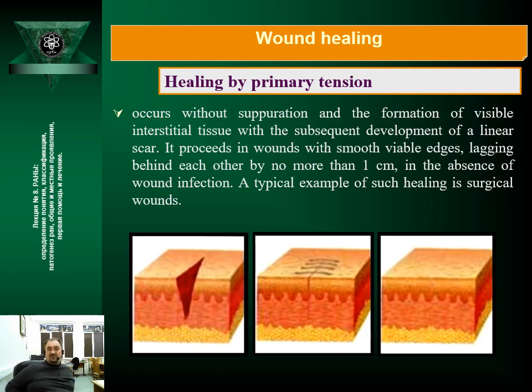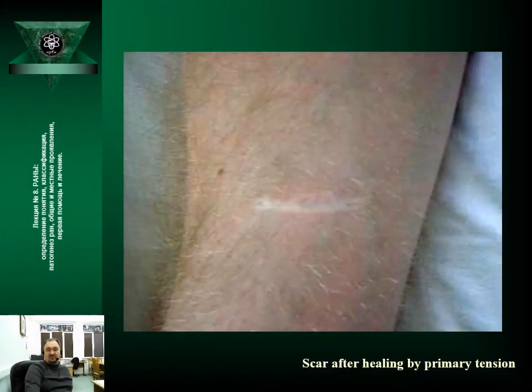This occurs most often in wounds with even viable edges that lag behind each other by a very small distance, which allows them to be brought closer at a distance of no more than 1 centimeter. And, of course, in the absence of wound infection. A typical example is the healing of an operating wound. Pay attention, the edges of the wound are precisely dissected, then brought together and sutured. This allows you to form a very small scar, and we say that the wound healed by primary intention. Here is an example of a small scar after healing by primary intention on the forearm.